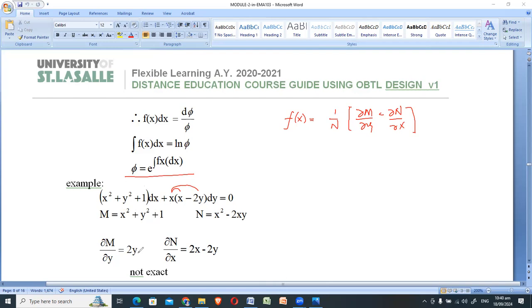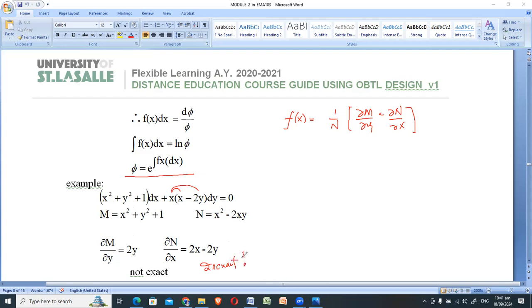After you're done with that, you perform partial differentiations. So m will be partially differentiated in terms of y, and that should give you 2y. x squared and 1 will have derivatives of 0. And for the partial derivative of n with respect to x, that would be 2x minus 2y. If you could see, they're not the same, they're not equal. So we say that our DE is not exact, or we call it an inexact differential equation.